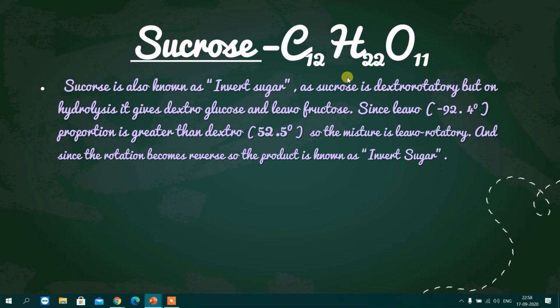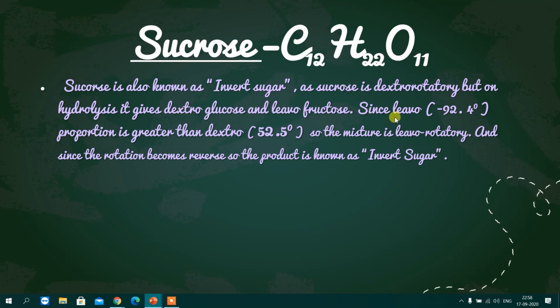So you should know that when sucrose is checked experimentally, it is dextrorotatory. But on hydrolysis, it gives glucose and fructose. We have done this on the very first day: glucose is always dextrorotatory, and fructose is always levorotatory. So it gives dextro-glucose and levo-fructose.